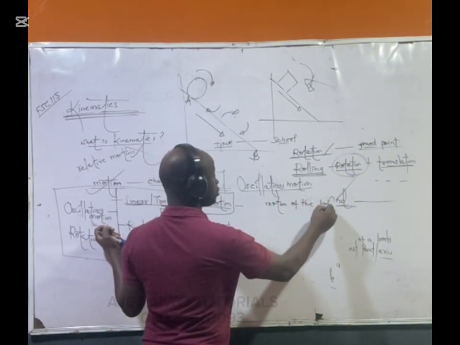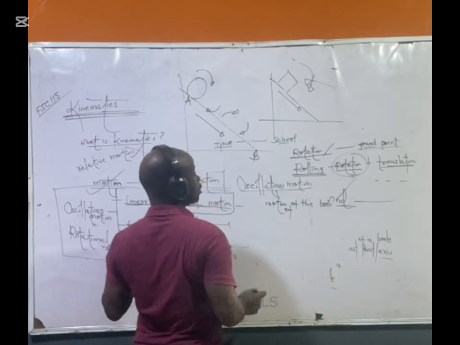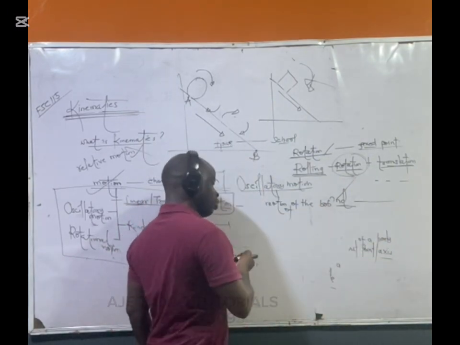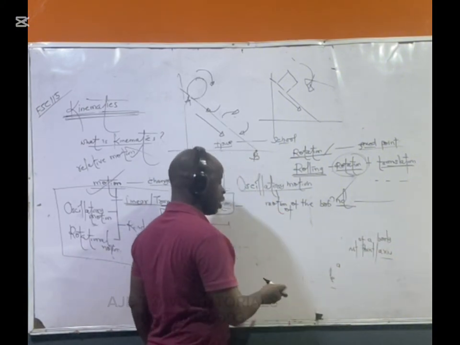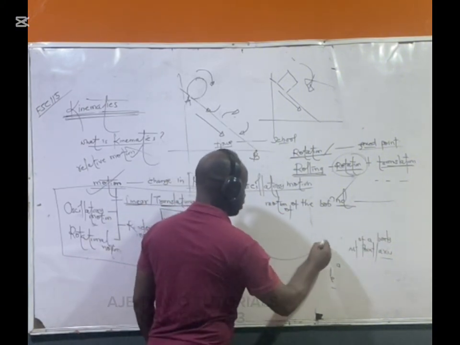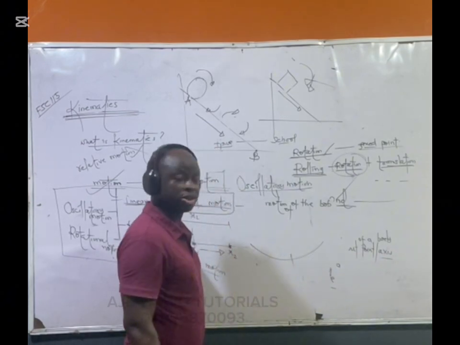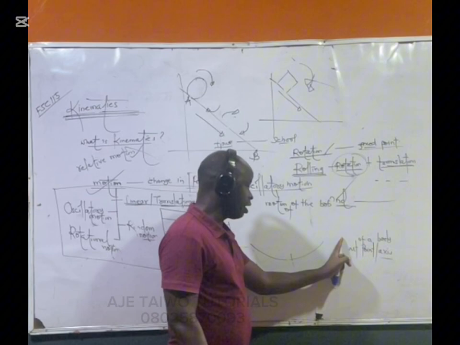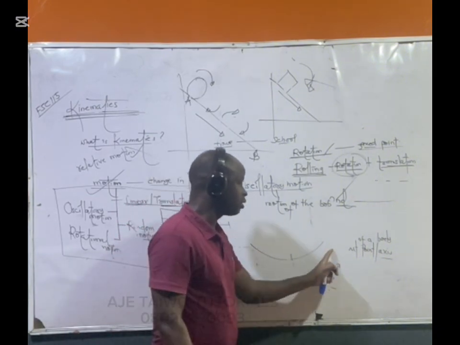Motion of the ball of a pendulum. The ball of a pendulum swings to and fro about a fixed point. This fixed point here is called the equilibrium position. It goes here, returns, it goes, returns.